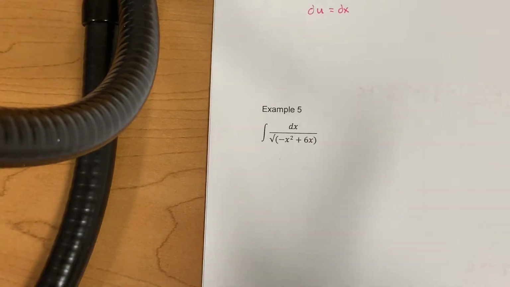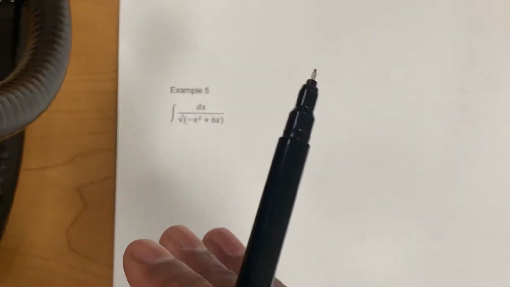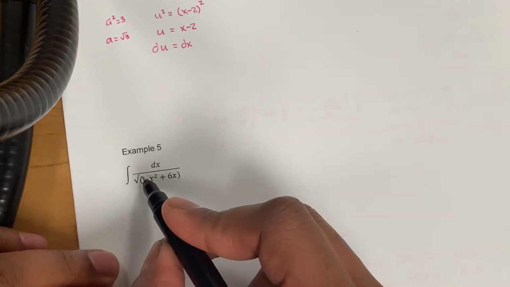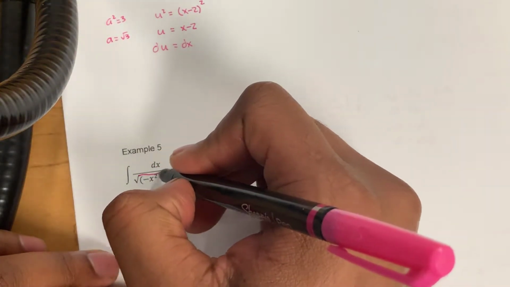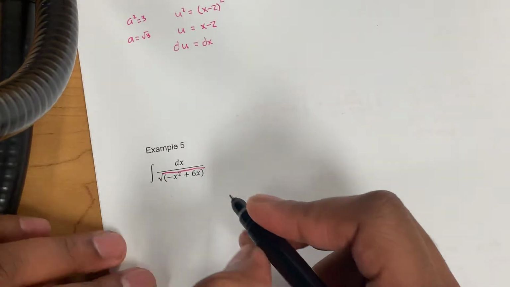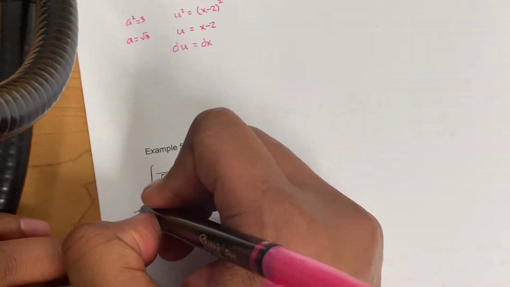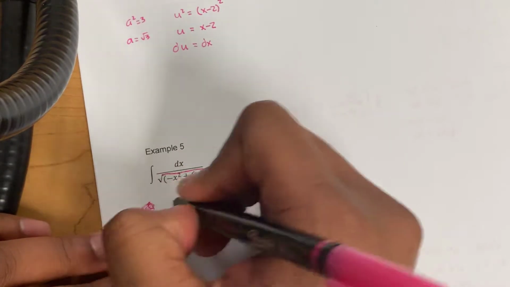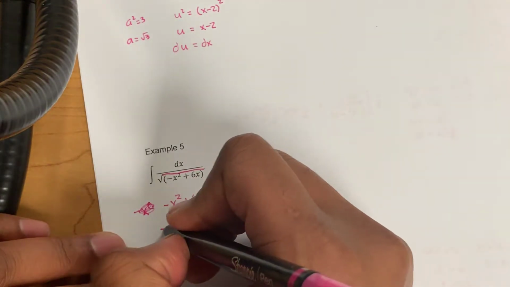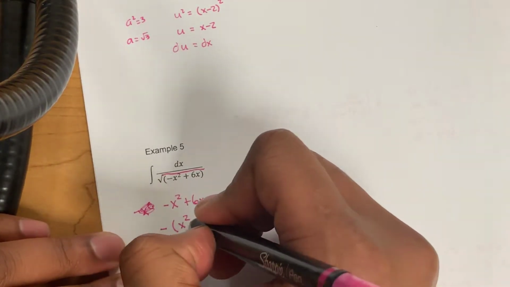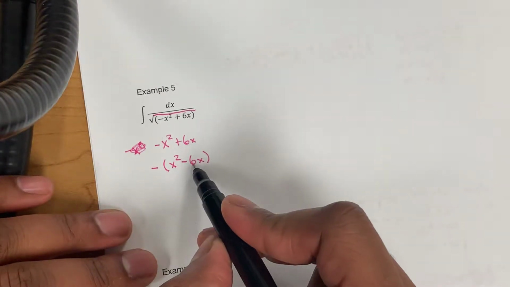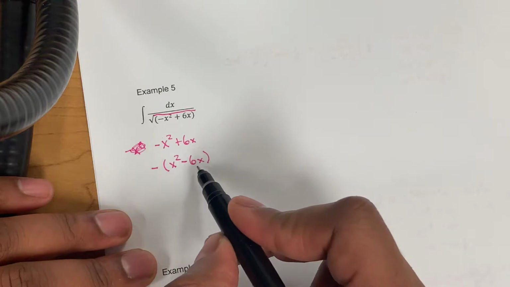For example 5, we have a square root on the bottom. So this is probably going to be inverse sine. We also have a negative x squared plus 6x. So let's first complete the square with this. We have negative x squared plus 6x. So we're going to factor out a negative. So we have a negative times x squared minus 6x. Now, if we're going to complete the square, half of negative 6 is negative 3. When we square that, that's going to be 9.